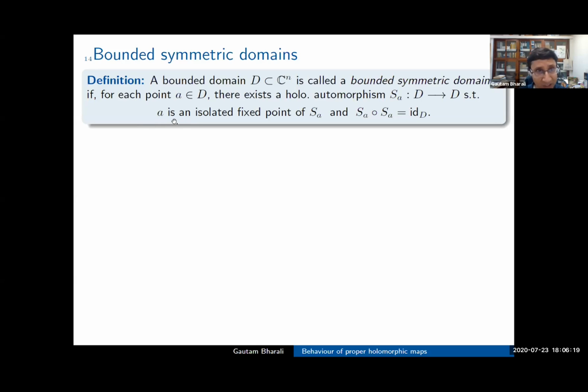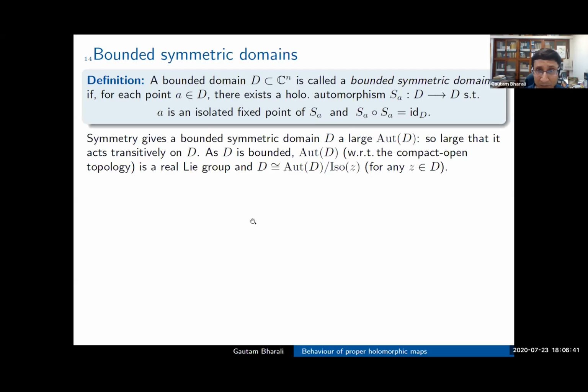I don't merely want A to be fixed by this holomorphic automorphism, but I want A to be an isolated fixed point, and I want this automorphism to be an involution. So a bounded domain that admits a symmetry, in other words, a holomorphic automorphism with these two properties at every point A, is called a bounded symmetric domain.